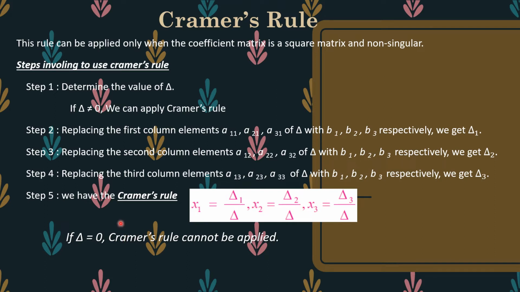If in the first step we get the delta value equal to 0, then we can directly write that Cramer's rule cannot be applied.